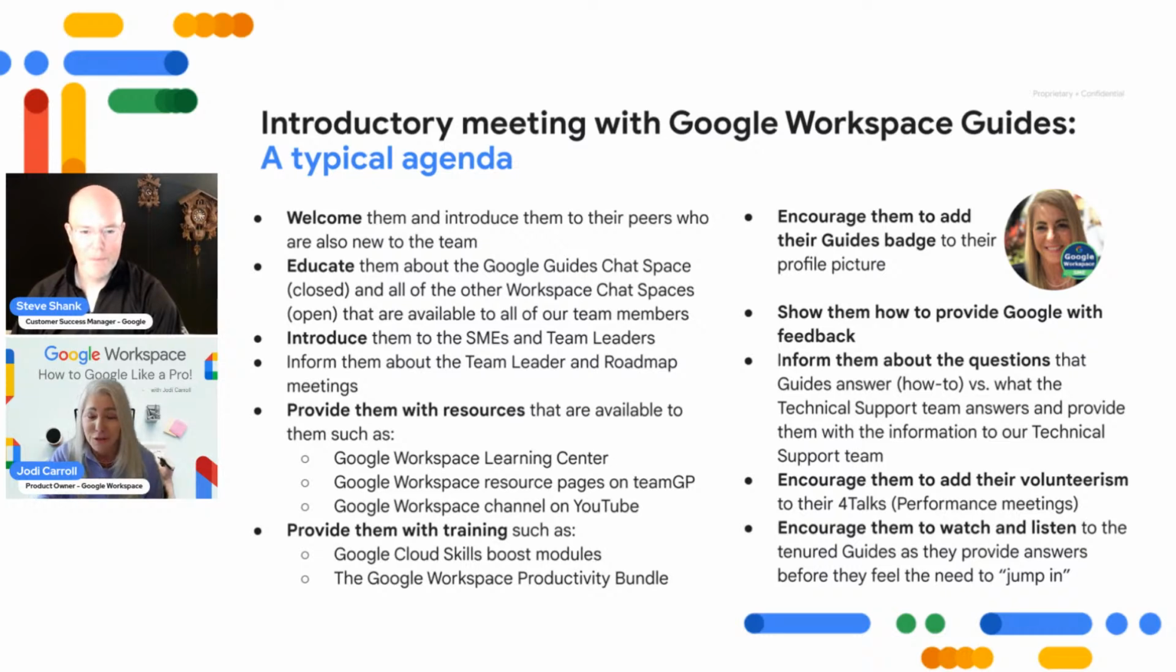And then I encourage them to add their volunteerism to their 4 talks, which is what we call our performance meetings with our bosses. And then I encourage them to watch and listen to the tenured Google Guides first. Give yourself a good 3 to 6 months before you start answering questions. So it really gets them off on a better foot. I also give them training resources they can take if they want to be the best Google Guide they can be. So it sounds like you equip them with lots of knowledge, and give them some time to breathe and figure out what works well for them.